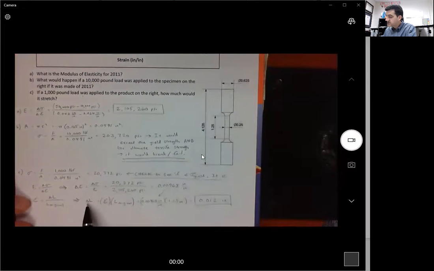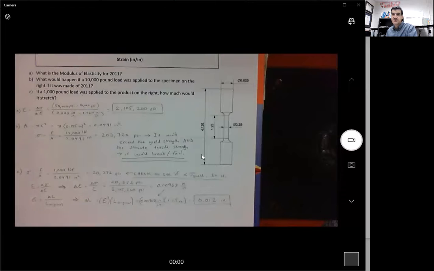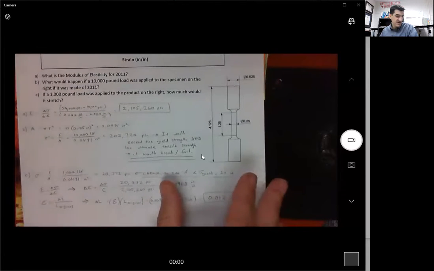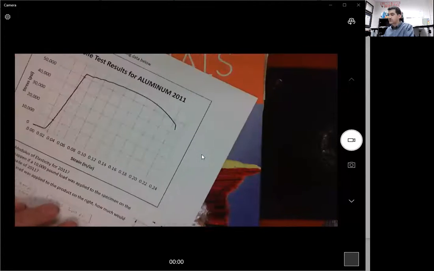So I find that the change in length is the strain times the original length, which is 0.00968 inches per inch. Remember to keep your units all the way through this problem, times the gauge length, which is 1.25 inches. The inches in the denominator here and the numerator here cancel out, and I'm left with 0.012 inches for an answer. So that is the first page of the worksheet.